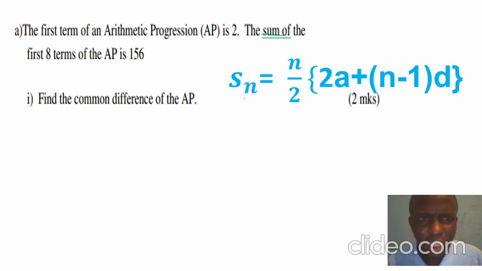use the arithmetic series formula. This formula is shown here. Now, we are told that the first term is 2. So let me write 2 there. Let me overlay 2 there.